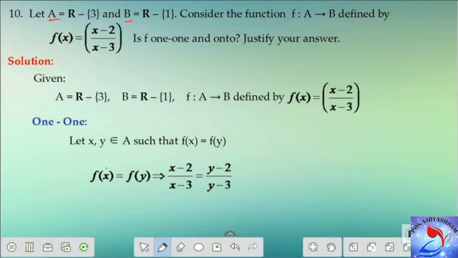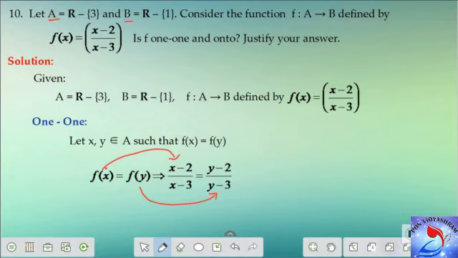Because f of x is already given to us, which is nothing but (x minus 2) by (x minus 3), and f of y is nothing but (y minus 2) by (y minus 3). We get this just by replacing x by y in our f of x. If you check, f of x will have everything in terms of x, whereas f of y will have the same expression but in terms of y. So we get this relation, that is (x minus 2) by (x minus 3) equal to (y minus 2) by (y minus 3).